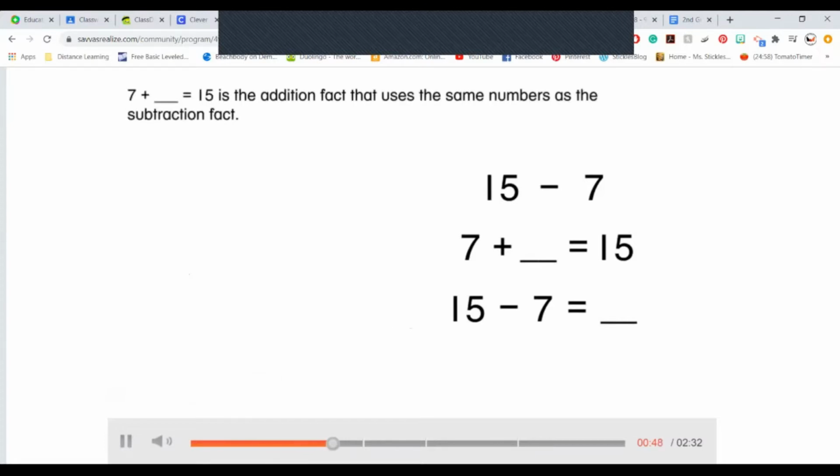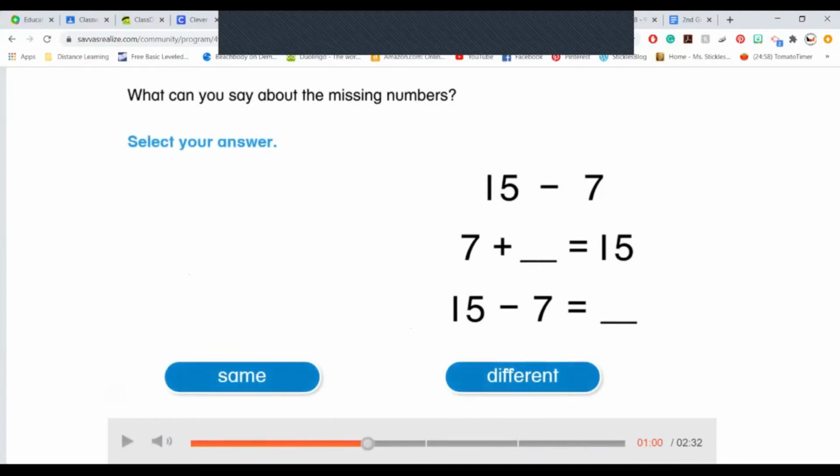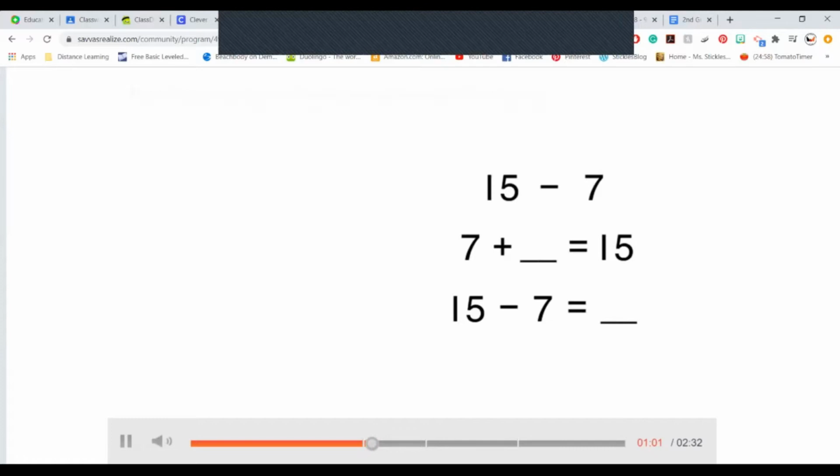7 plus blank equals 15 is the addition fact that uses the same numbers as the subtraction fact. What can you say about the missing numbers? Well, 7 plus something equals 15, and 15 minus 7 equals something are going to have the same exact answers. So the same numbers should be in the missing spots. The missing number is the same in both number sentences.